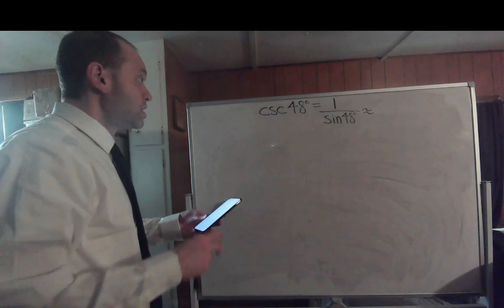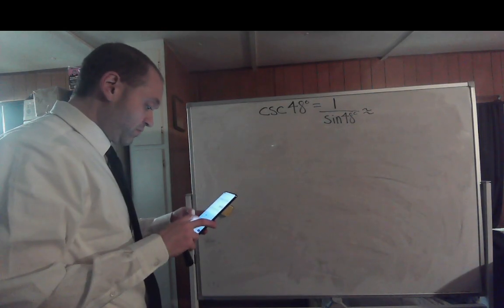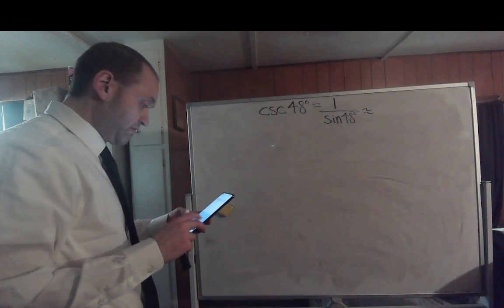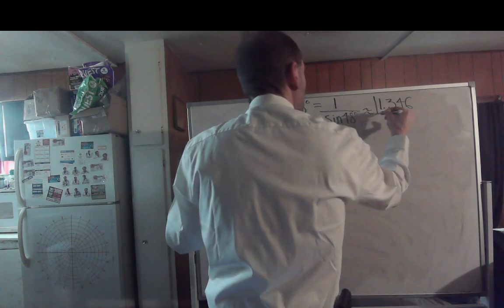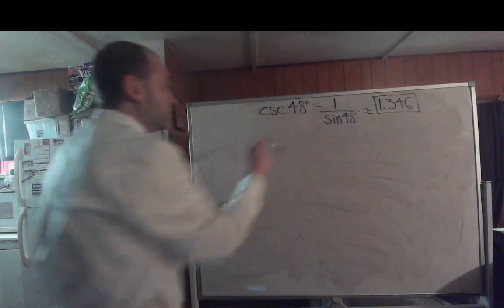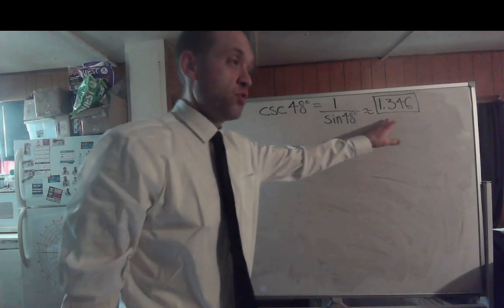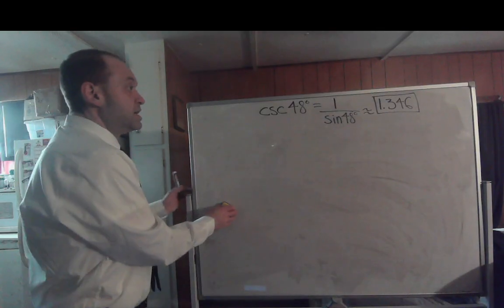So let's find the sine of 48. Now just take 1 and divide it by that answer. You get about 1.346. So the cosecant of 48 degrees is approximately 1.346. So those are all the degree modes. What about in radians?